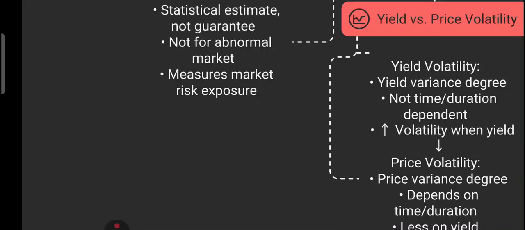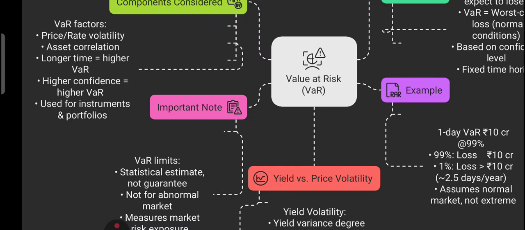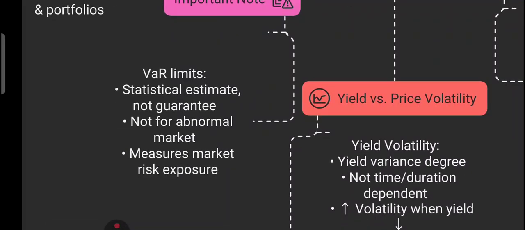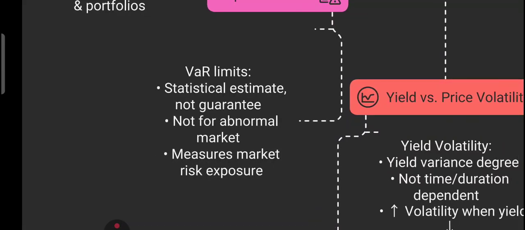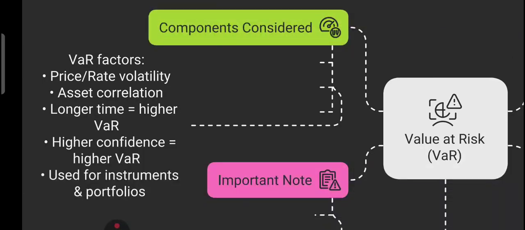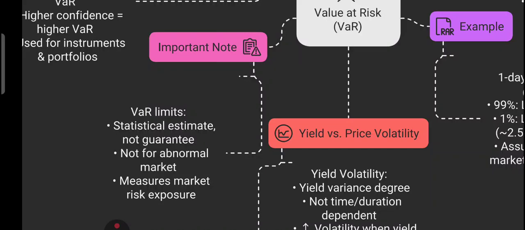Then we have important notes. What are the important notes? VAR is powerful but not perfect. It is a statistical estimate. It is not for predicting black swan events. And one more thing I want to tell you, some factors are there: price or rate volatility, asset correlation, longer time means high VAR, high confidence means high VAR, used for instrument and portfolio. But limitation, as I told you, it is a statistical estimate, not for abnormal market. It measures market risk exposure.